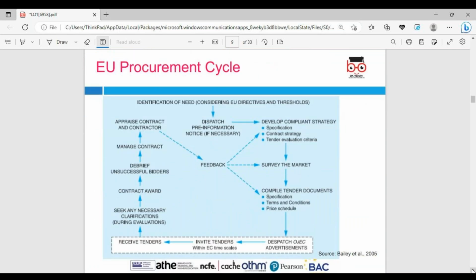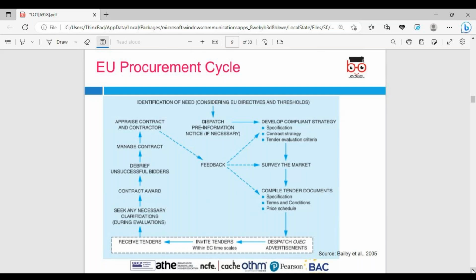We can look around. So the EU procurement cycle within the European Union, or outside: identification of the needs and considering the EU directive, which is legislation, appraise the contract, and the contractor manages the contract, debriefs unsuccessful bidders, because we do the bids, we do the tenders, and then you enter into the contract, seeking clarification if necessary, because there is different legislation in different countries. So be careful with the legislation information. You do a background study first, otherwise you don't enter into the contract.